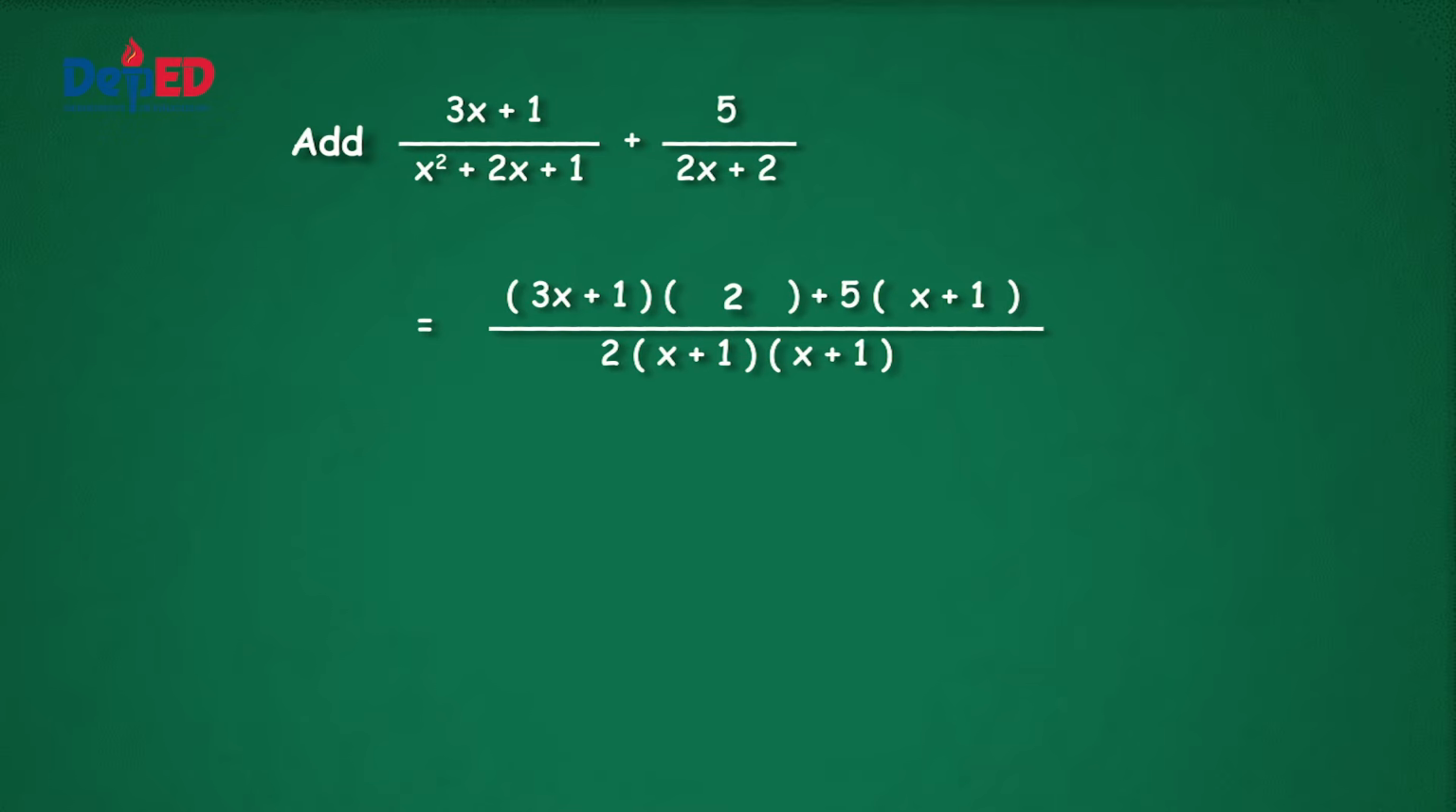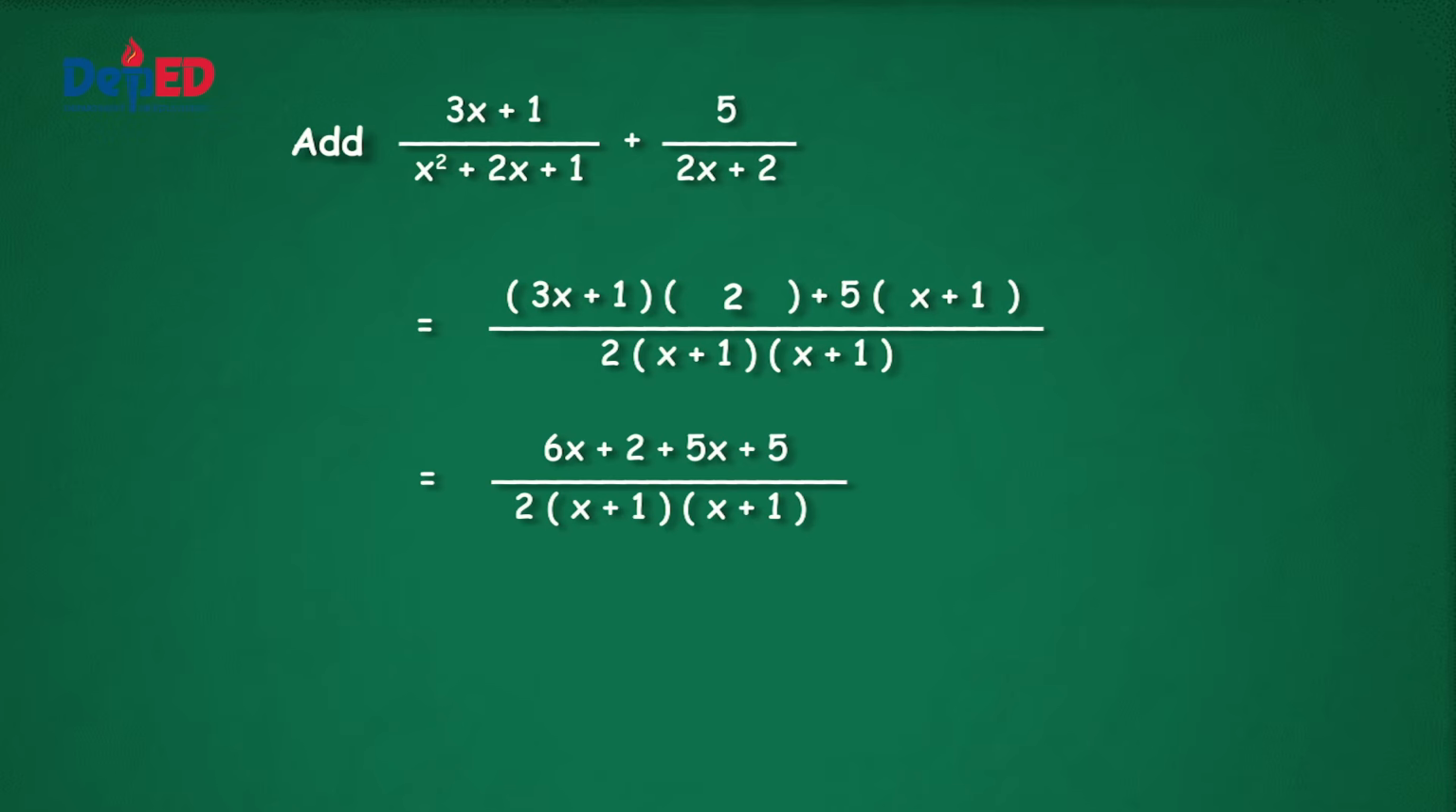The expression will now become (6x + 2 + 5x + 5)/(2(x + 1)(x + 1)). Can you give me the final answer? By combining like terms, the numerator will become 11x + 7. And by multiplying all factors for the least common denominator, we will have 2x² + 4x + 2.